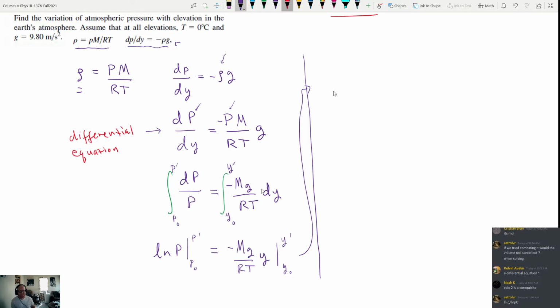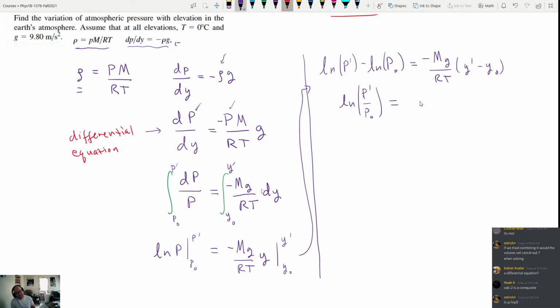So over here we have natural log of p prime minus the natural log of p naught equals just negative mg over RT times y prime minus y initial. And then we can use the property of logs that if you have a difference of logs, that's the same as this ratio like this.